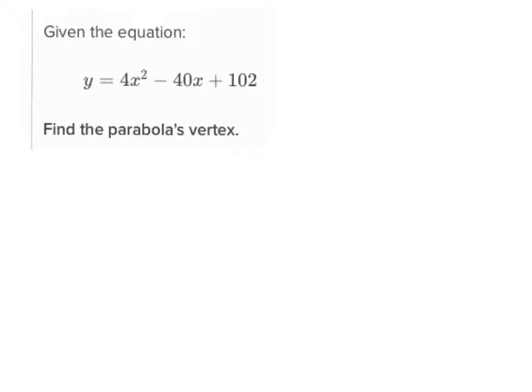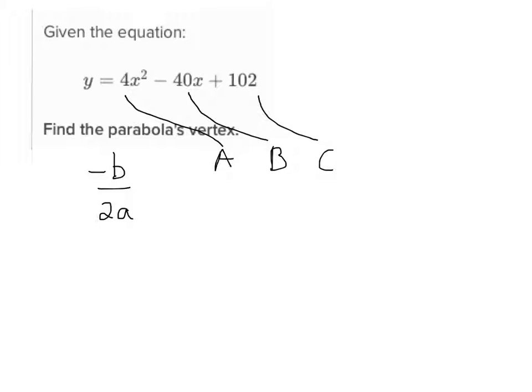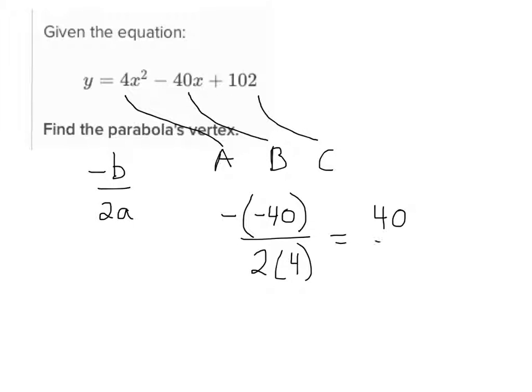Okay, so to find the vertex, we're looking for negative b over 2a, right? a is the number in front of x squared, b is negative 40 right there, and c is 102. So my negative, and then my b is negative 40, over 2 times a, which is 4. So I've got positive 40 over 8, which equals 5, right?